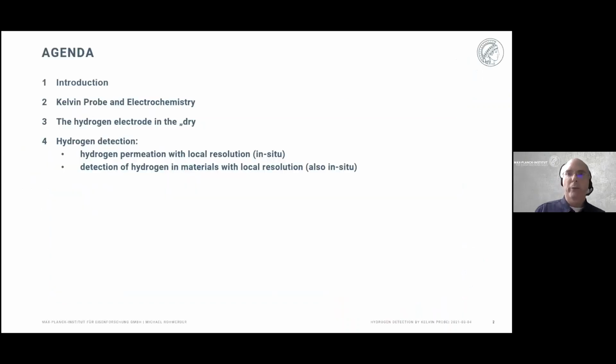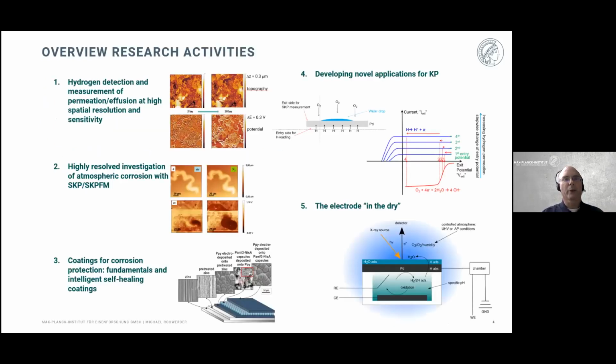So what I want to do first is to give you an introduction in my research and then a short introduction in Kelvin probe and electrochemistry. Because Kelvin probe, we use it as an electrochemical method, and all what we do for hydrogen detection is based on electrochemical techniques. So first, an introduction to my research.